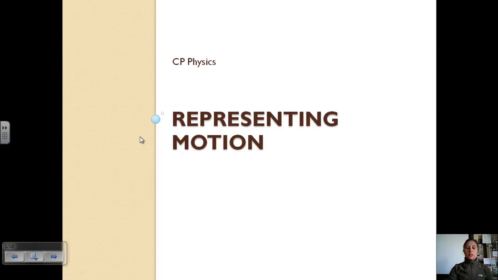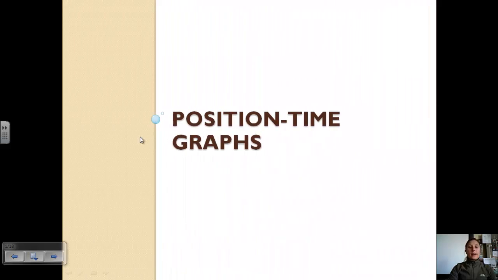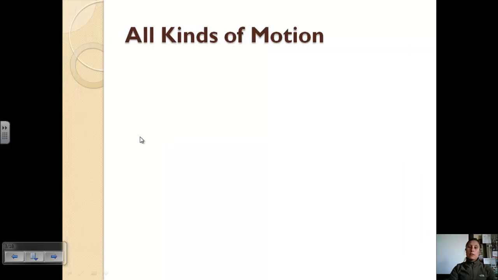Alright, so we are going to start with Chapter 2, talk about representing motions. We're going to split this into two sections. First, we're going to talk about particle diagrams and distance-time graphs, and then we'll talk about velocity. Okay, so let's first get into Section 1, which are position-time graphs.